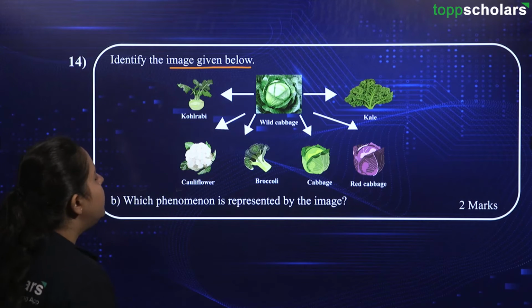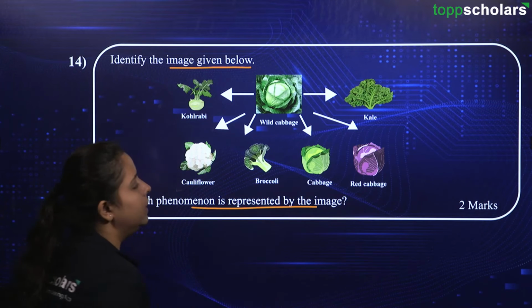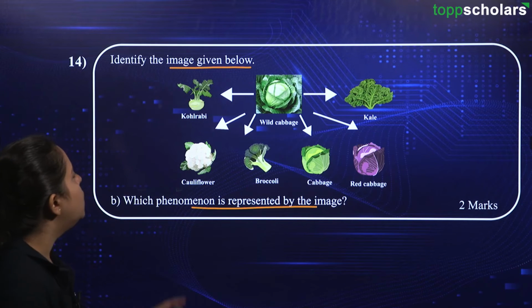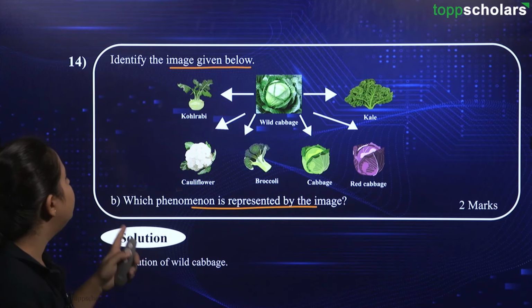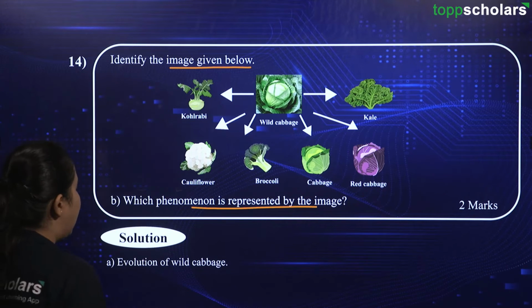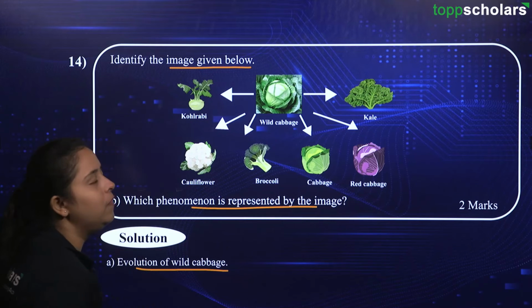Second part, which phenomenon is represented by the image? Okay. So, coming to the solution part, part A is telling you to identify the image, and the image is of evolution of wild cabbage.